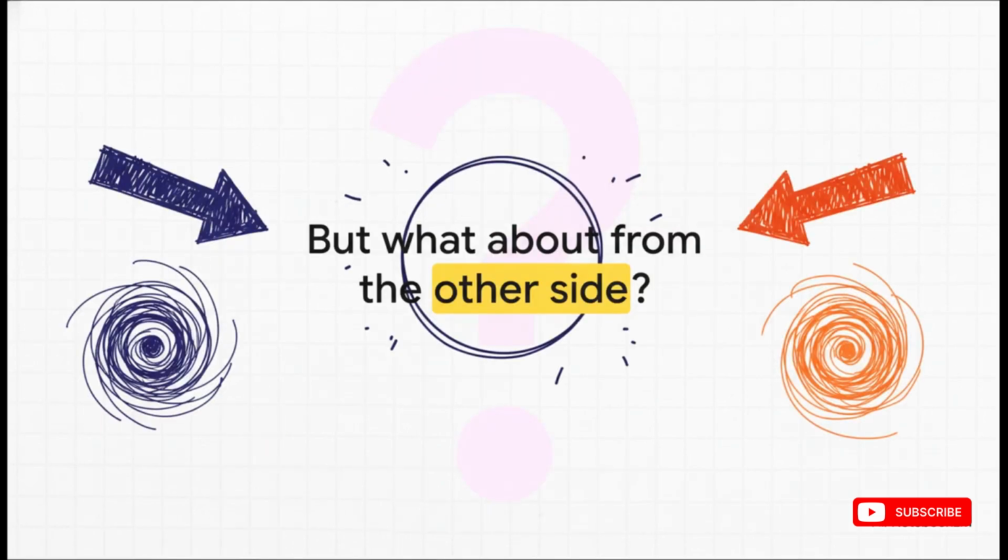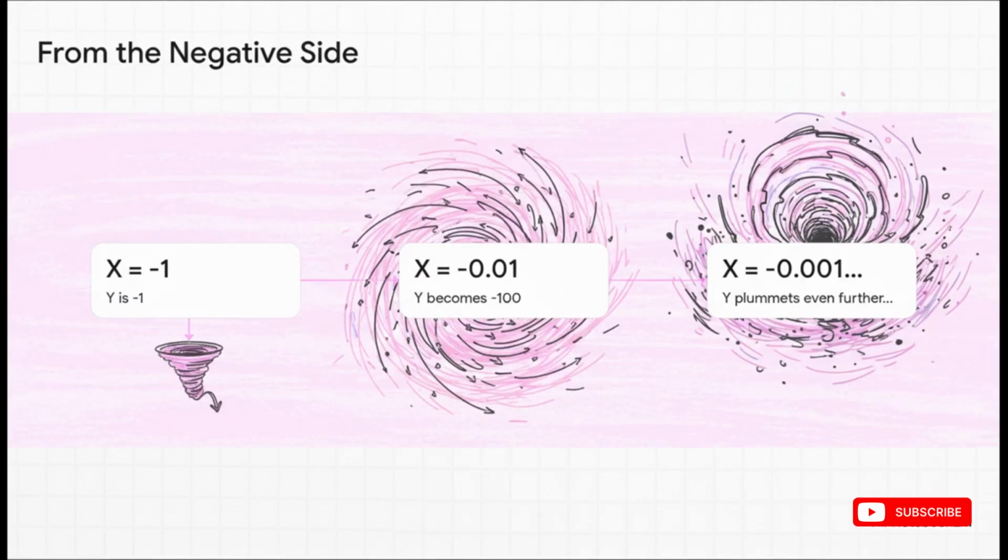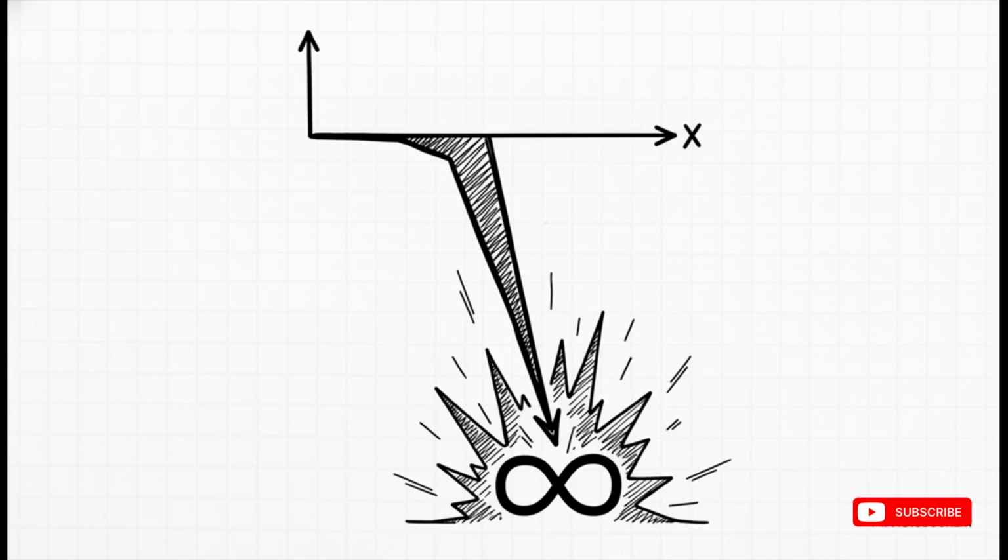Okay, so that's the view from the positive side. But what if we come at zero from the other direction? What happens with negative numbers? You'll see the pattern builds up super fast here too. If x is -1, y is -1. Simple. Get a little closer, say x is -0.01, now y is -100. And if we get even closer still at -0.001, you see it, right? It's the exact same explosion, just in the complete opposite direction. As x creeps up to zero from the left, from the negative side, y just plummets. It's racing down towards negative infinity.